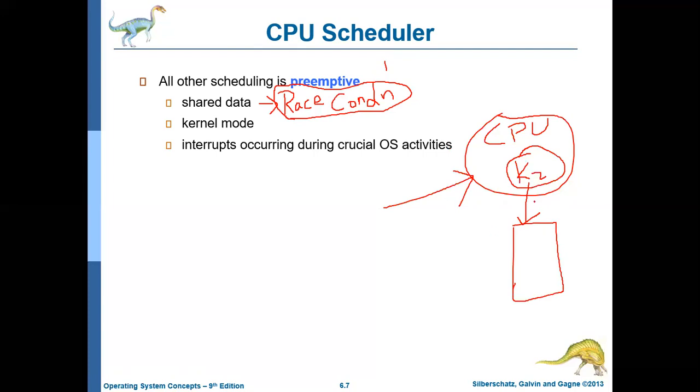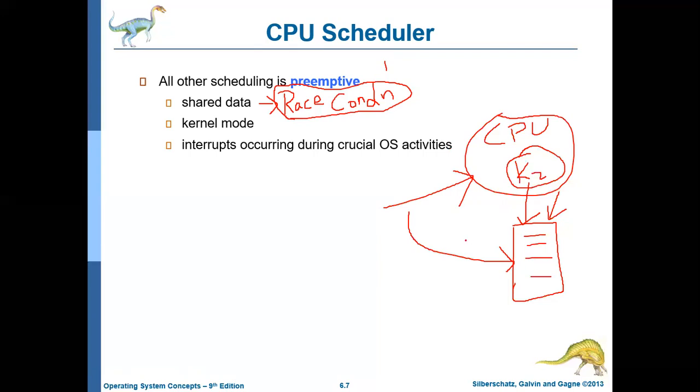The second case is assume that this particular process is doing some important task, and this interrupt also wants to access the same memory. Now if you give access, then this content may again become inconsistent. So this is the third problem with preemptive scheduling.